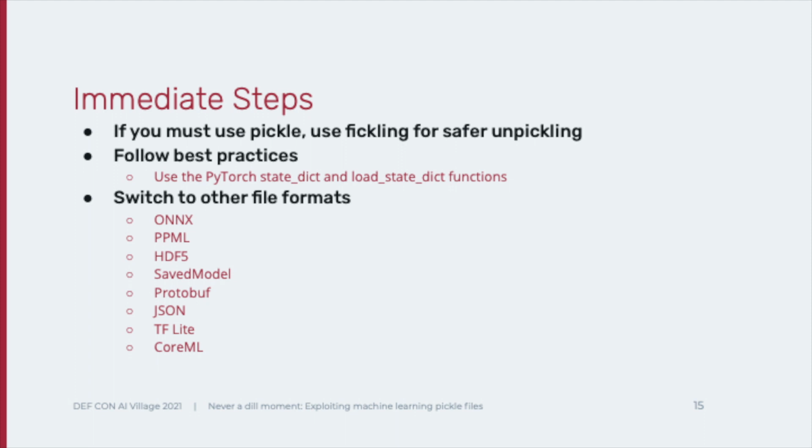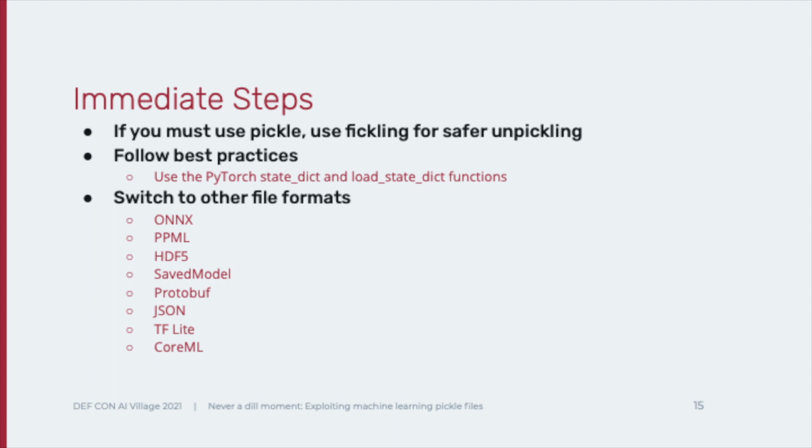Now, if you're a member of the ML community, you might be wondering what other options you have to use instead of pickling. If you absolutely must continue to use Pickle, you can use Fickling for safer unpickling of your files. As you saw in our demo, Fickling will attempt to detect potentially malicious code inside of your Pickle files without actually having to execute the file itself. Besides that, many different ML platforms will openly acknowledge the risk of using Pickle, and they will offer you safer recommendations, as we saw in the previous slide.